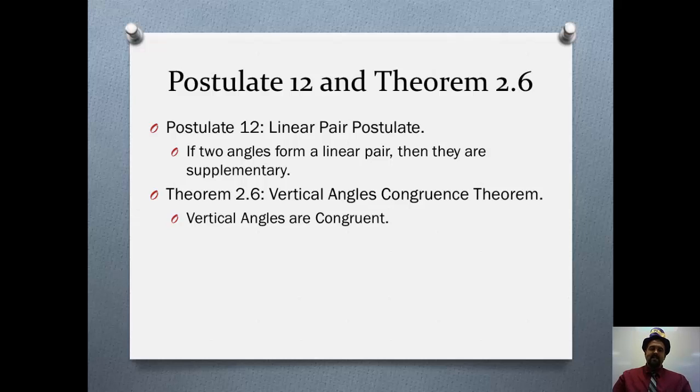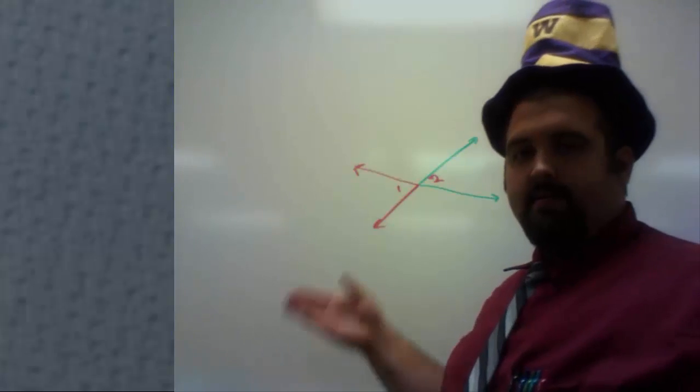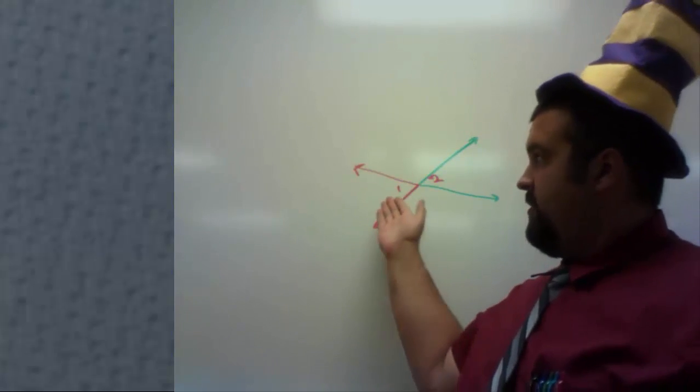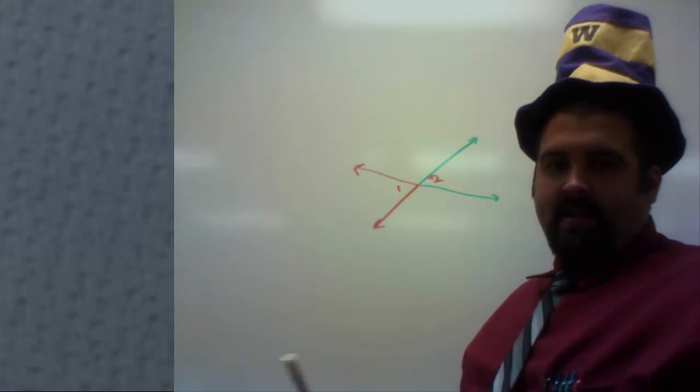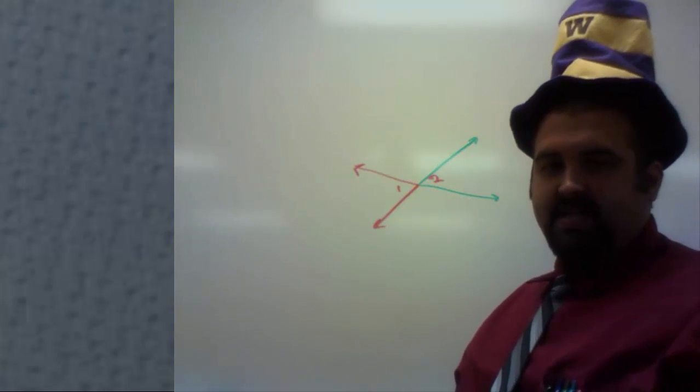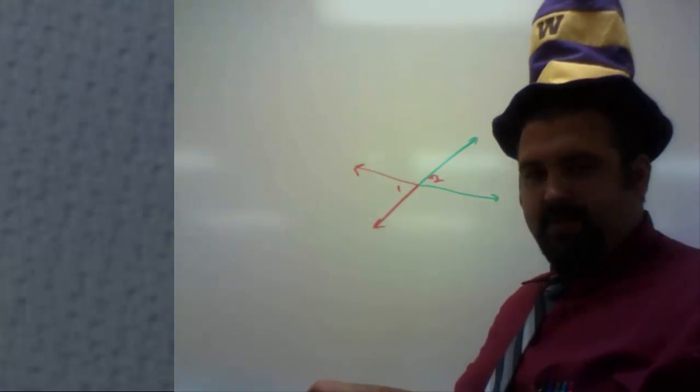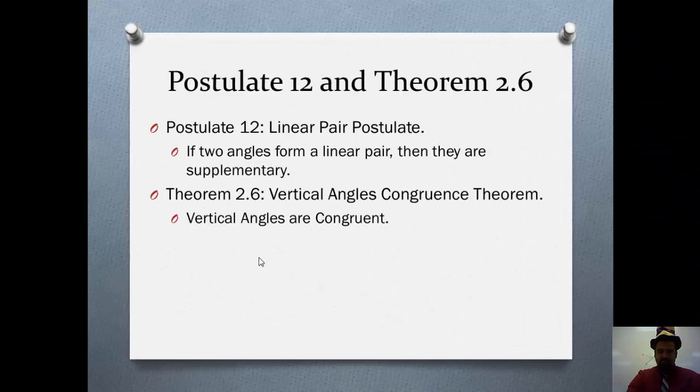However, theorem 2.6, I can prove to you. The vertical angles congruence theorem is true, and all it says is vertical angles have to be congruent. Remember, vertical angles in this case would be angle 1 and angle 2, the red angle and the green angle. And those two have to be the same size, so all vertical angles are congruent.